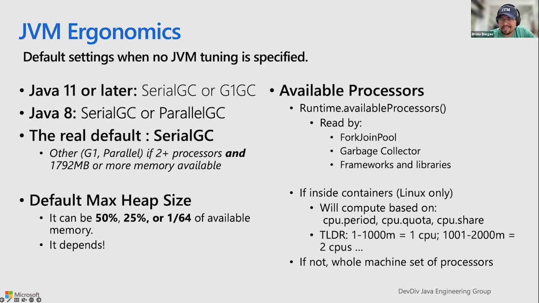We like to say that for those deploying applications inside containers, the real default garbage collector is the serial garbage collector. And the reason for that is because the JVM will only use G1 GC or parallel GC if the container is running with 2 or more processors and 1,792 megabytes of RAM or more available for the container.